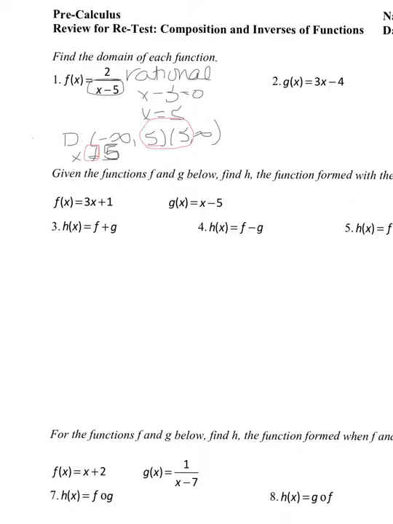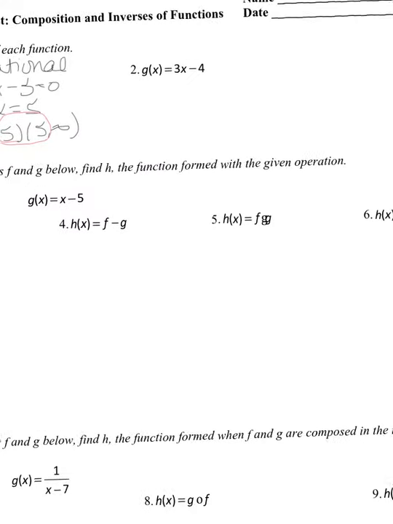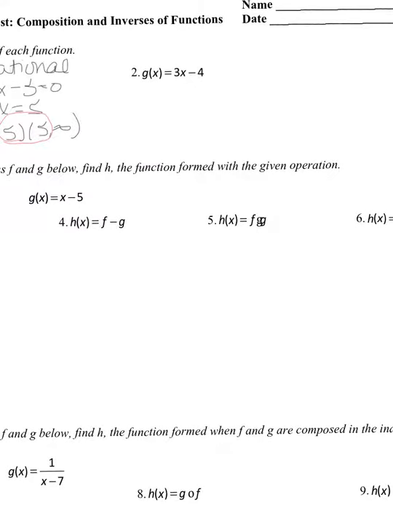All right, guys, looking at question 2, if you look at 3x minus 4, that is a line. So if that's a linear function, we all know what the domain of a linear function is. It is negative infinity to infinity, or all real numbers. So the domain of that function is just all real numbers.